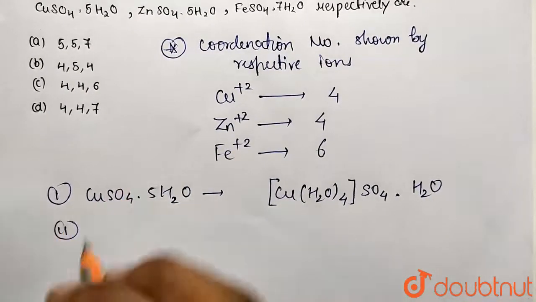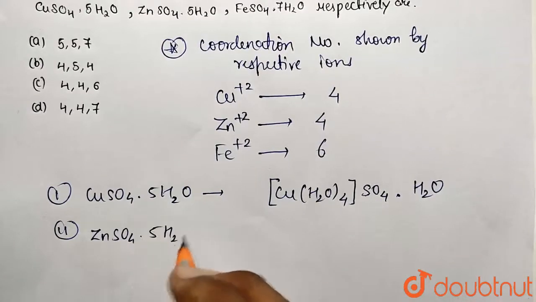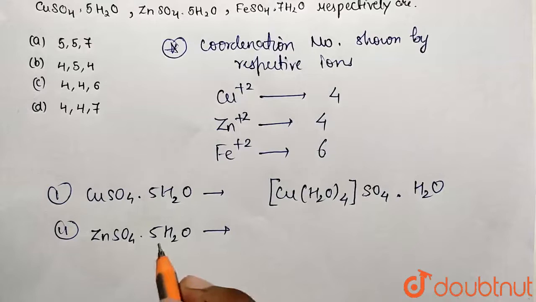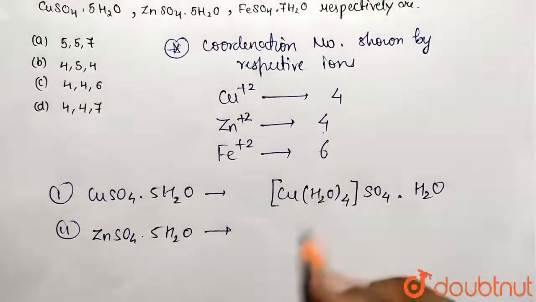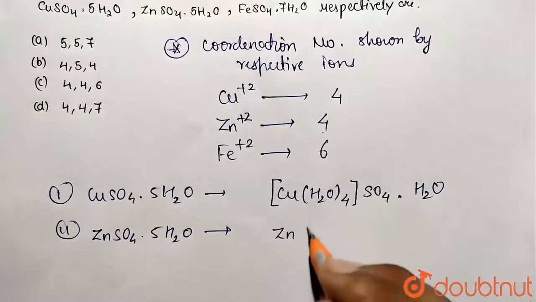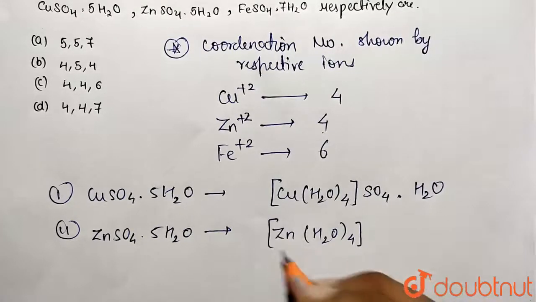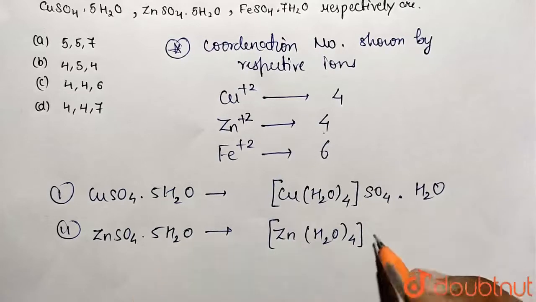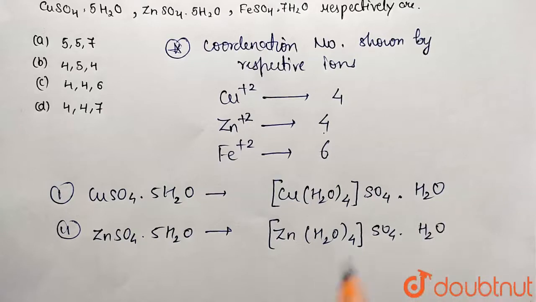Similarly, you need to take the second one as well. Zinc sulfate, the compound given to us in hydrated form, needs to be adjusted according to the maximum coordination number of 4. Again it is going to form the same way. The maximum water that can be accommodated inside is 4 because its coordination number is limited to 4. Then the sulfate ion will be outside and the water molecule will also be outside.